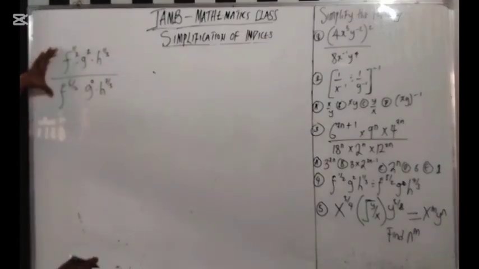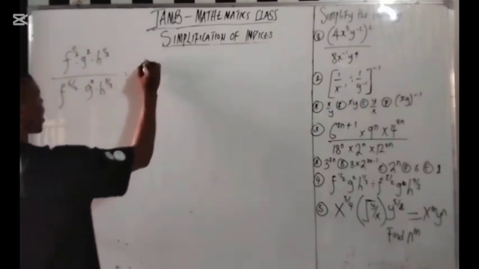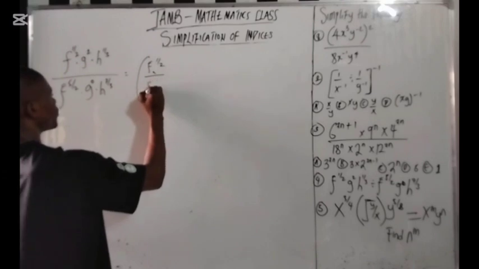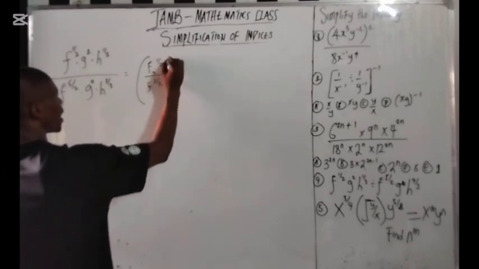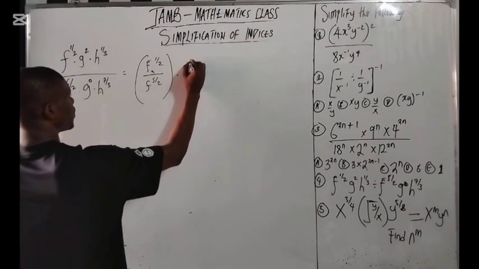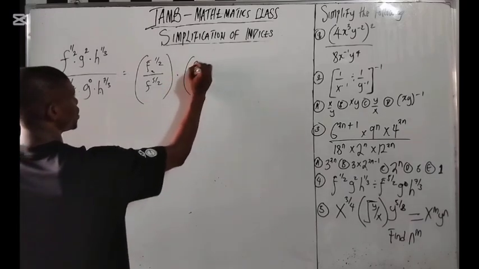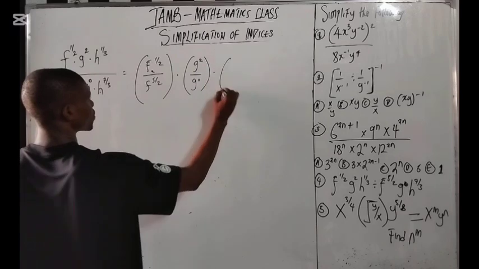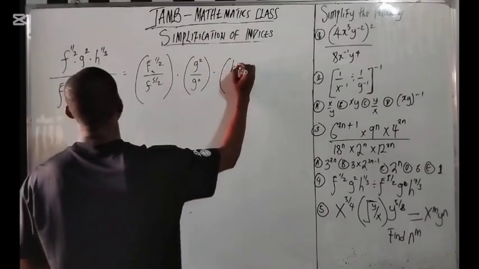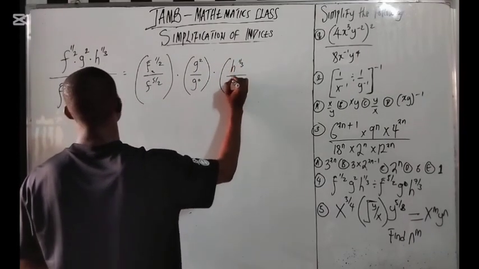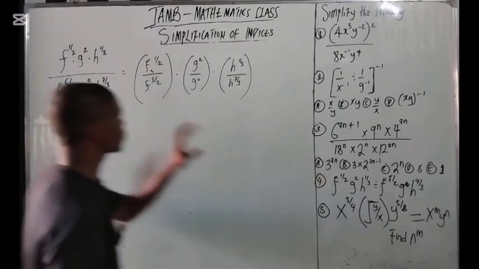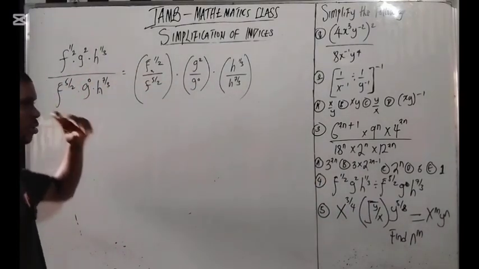Now we have to separate them. If you separate them here, you have F(1/2) over F(5/2), divide, dot, G(2) over G(0), dot, right? Here we have H(1/3) over H(7/3), right? That is it. So this one can be translated to this one here.